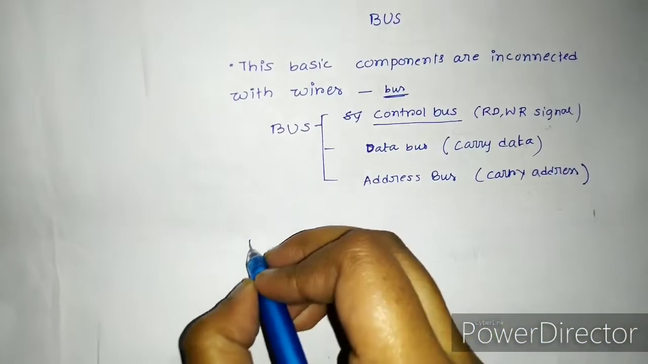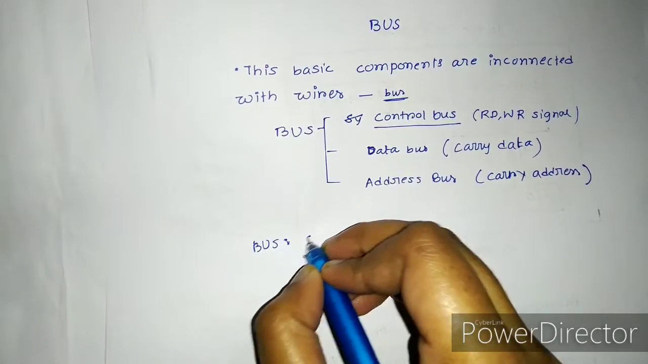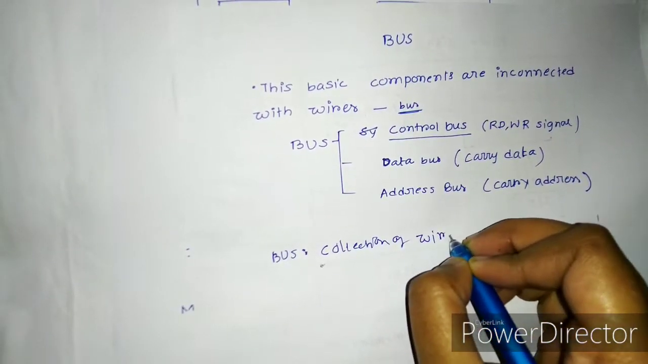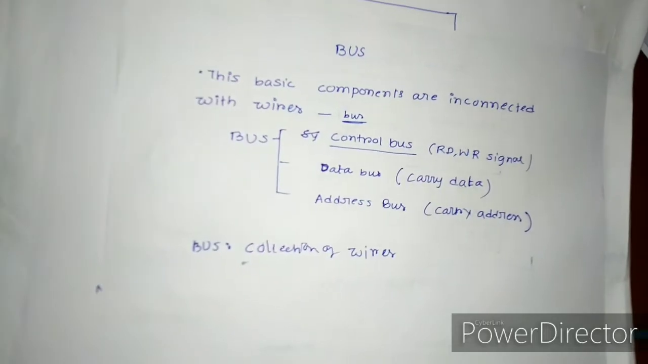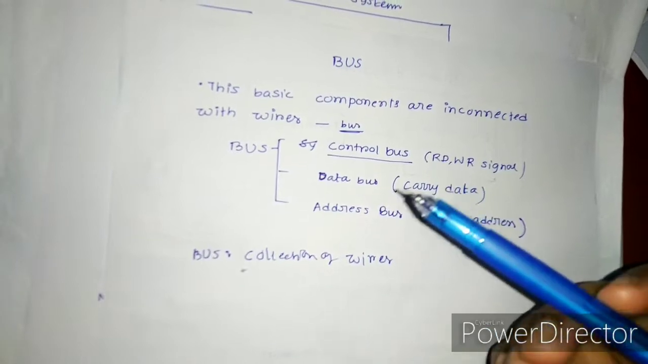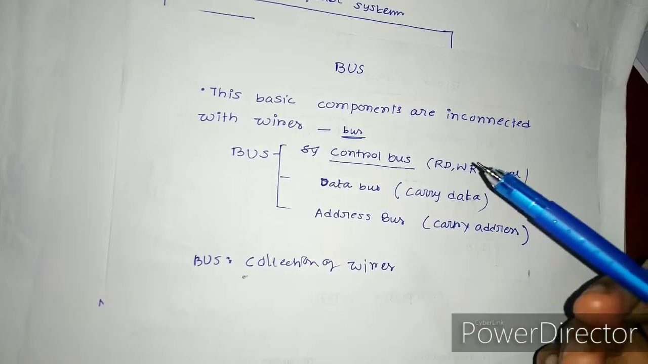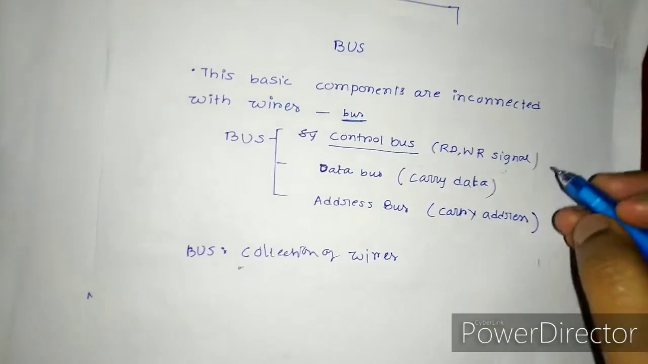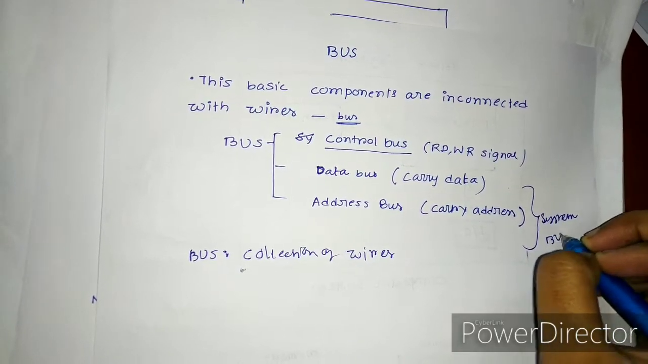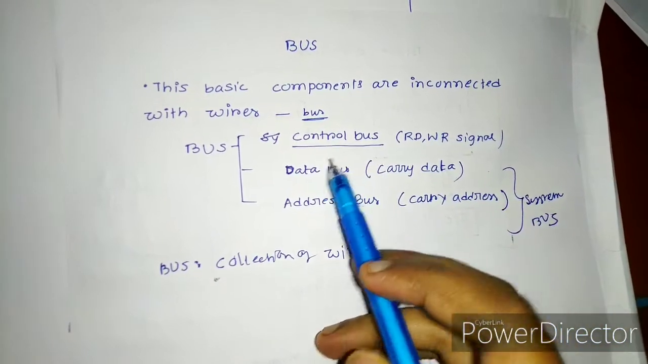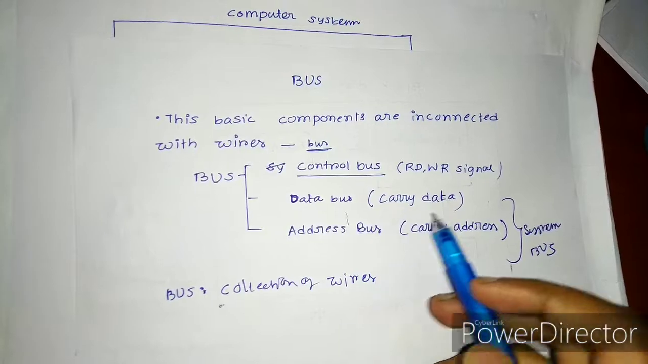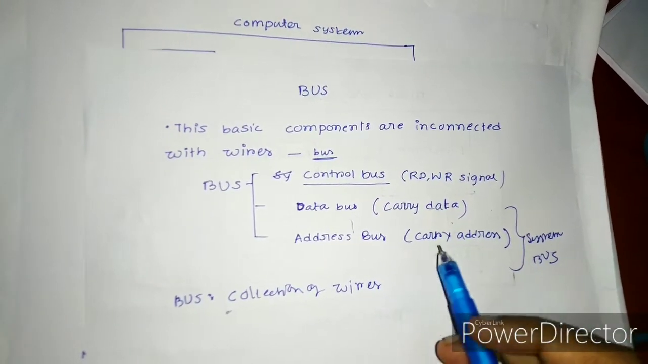I've already told you that these basic components are interconnected with lines of wires or the buses. So what is a bus? We can say it is a collection of wires, right? The basic components of a digital computer are connected with wires. The buses are of three types: control bus, data bus and address bus. All three of them are called the system bus together. The control bus carries the signal of read or write. The data bus carries the data, and the address bus carries the address.